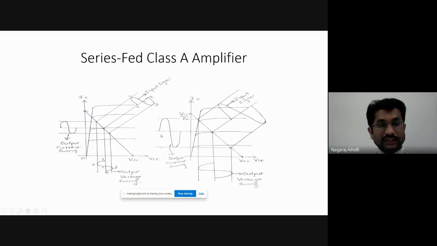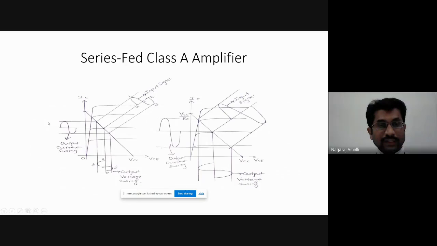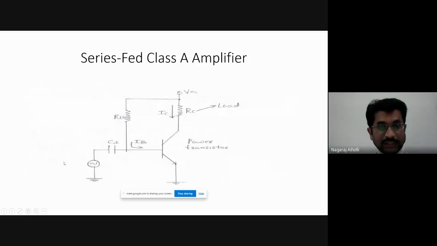Next, let us see the AC operation of the signal. First, we saw the DC operation. Next is the AC operation. That is, if we apply the AC input signal to the circuit, then what will be the output current? What will be the output voltage?